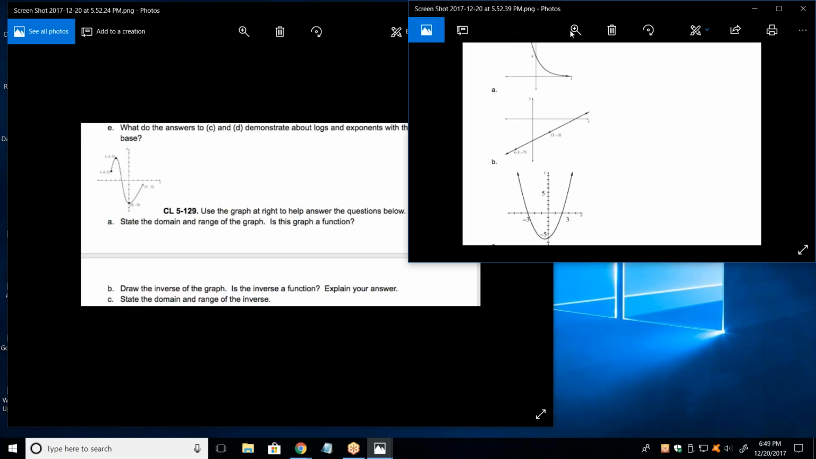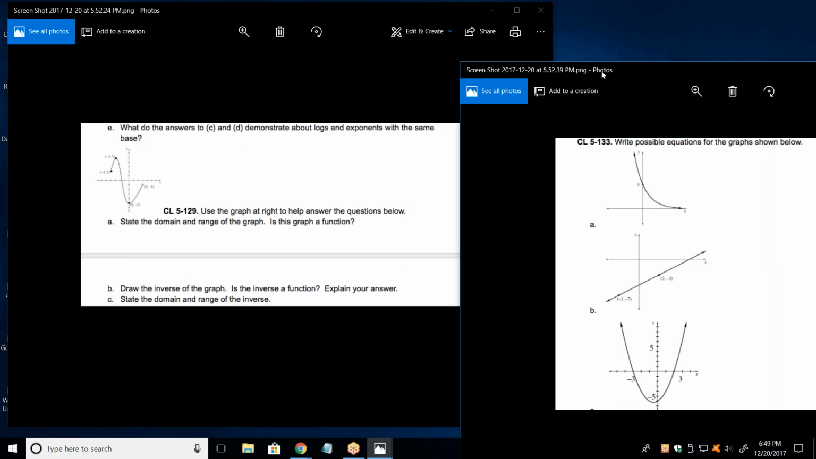Correct? Yeah, kind of, at least. So then the 5, 129, A, B, and C is the graph right above it. And what about E above?